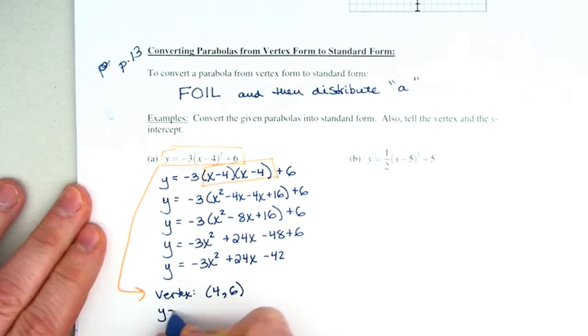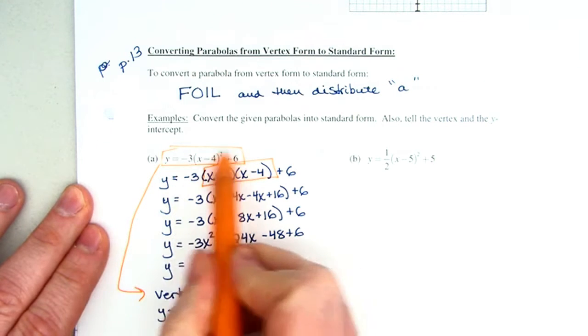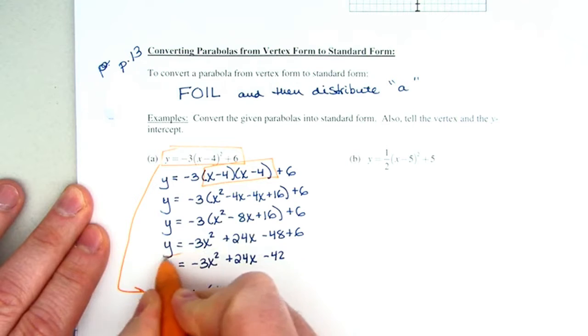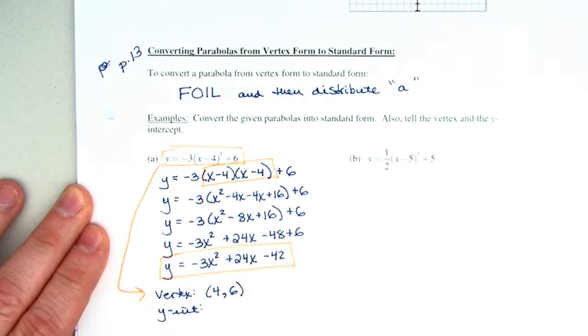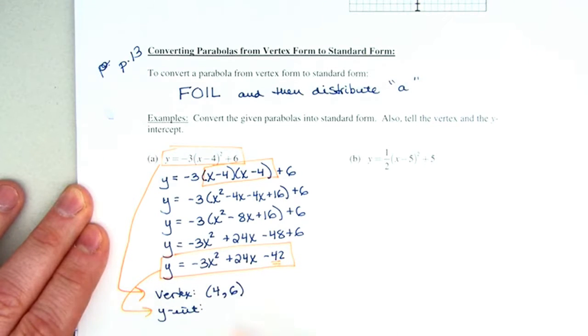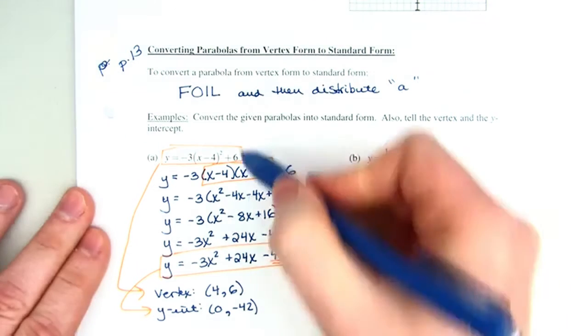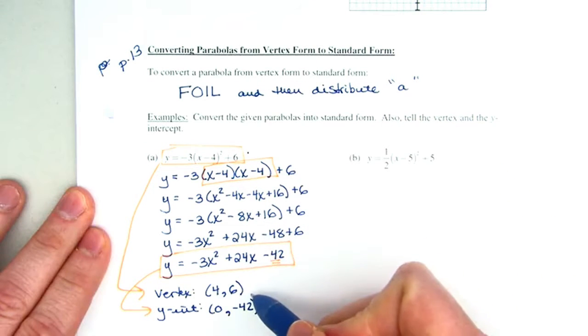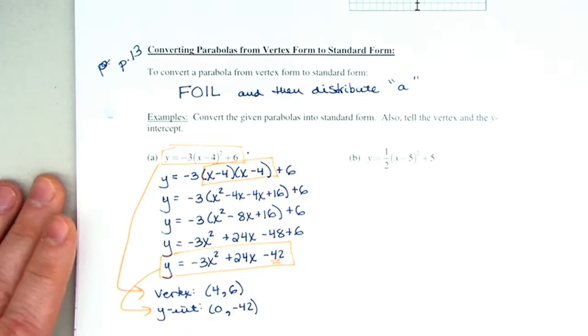The y-intercept, I can't super easily get from my vertex form, but I can get that from my standard form. Remember, if we're in standard form, the y-intercept is just 0, the c value, the number at the end. My y-intercept is going to be (0, -42). Easiest way to get the vertex? From your vertex form equation. Easiest way to get your y-intercept? From your standard form equation.